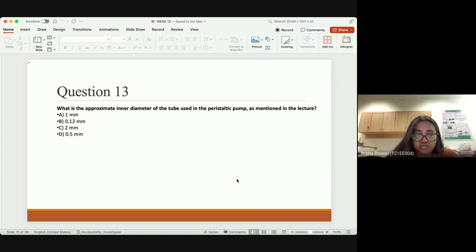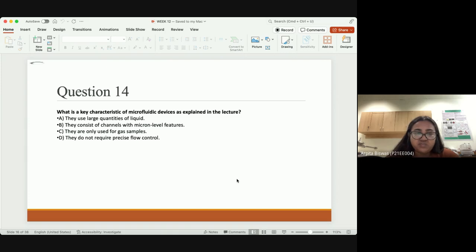So go through the question carefully. What is the approximate inner diameter of the tube used in the peristaltic pump as mentioned in the lecture? So what is the diameter? So the right option is 0.12 millimeter. So the diameter is 0.12 millimeter. So next, move to question number 14.